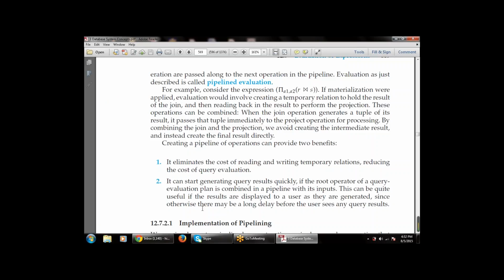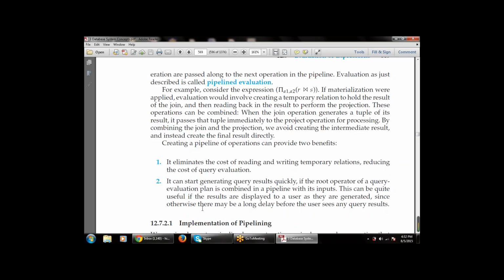The next benefit is that it can start generating query results quickly if the root operator of a query execution plan is combined in the pipeline with its input. This can be quite useful if the results are displayed to the user as they are generated, since otherwise there may be a long delay before the user sees any query result. So the response time is very quick in the case of pipelined queries.